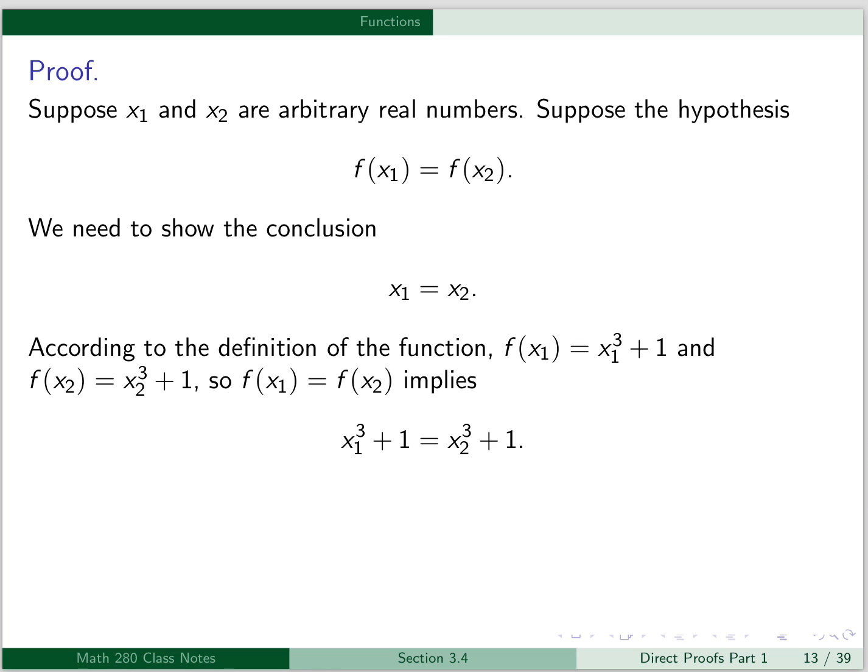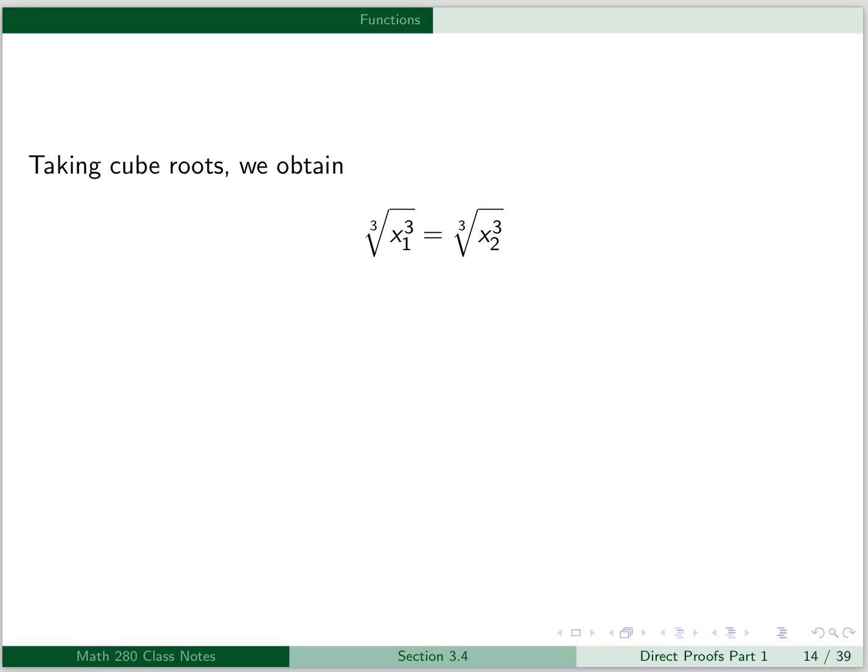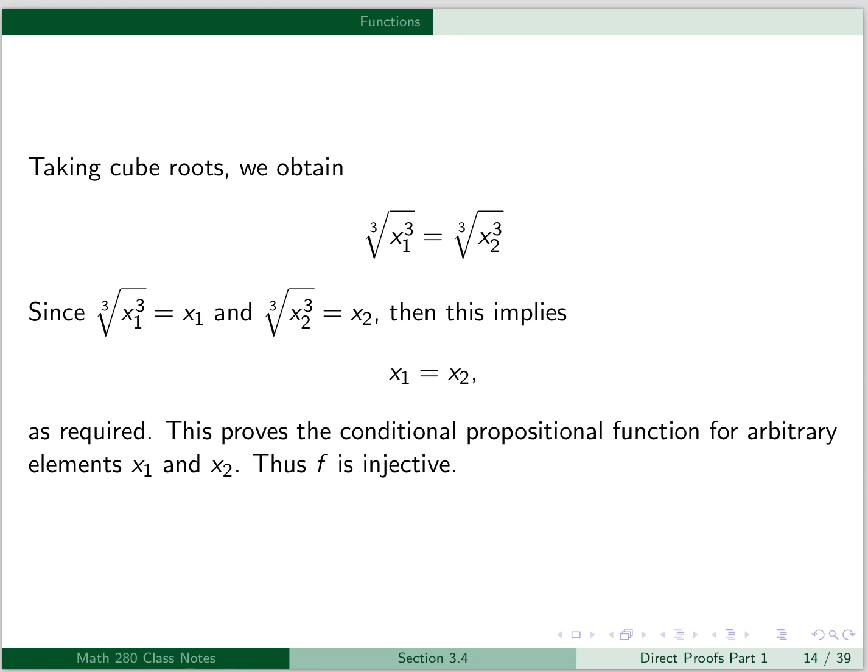Now, according to the definition of the function, f of x1 equals x1 cubed plus 1 and f of x2 equals x2 cubed plus 1. So the hypothesis f of x1 equals f of x2 can be rewritten as x1 cubed plus 1 equals x2 cubed plus 1. Subtracting 1 from both sides of this equation, we obtain x1 cubed equals x2 cubed. Now, taking cube roots, we obtain the cube root of x1 cubed equals the cube root of x2 cubed. And we know that the cube root of x1 cubed is just x1, and the cube root of x2 cubed is just x2, so this implies x1 equals x2, which is our conclusion. So this proves the conditional propositional function for arbitrary elements x1 and x2, and thus f is injective.